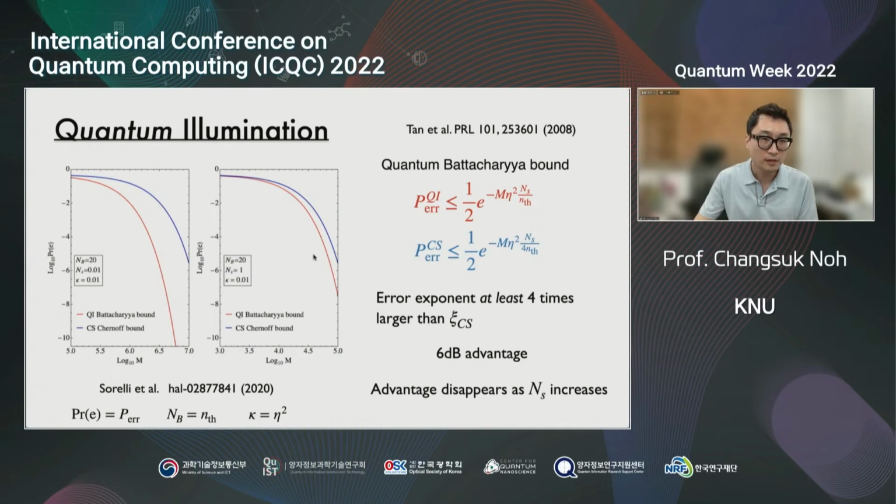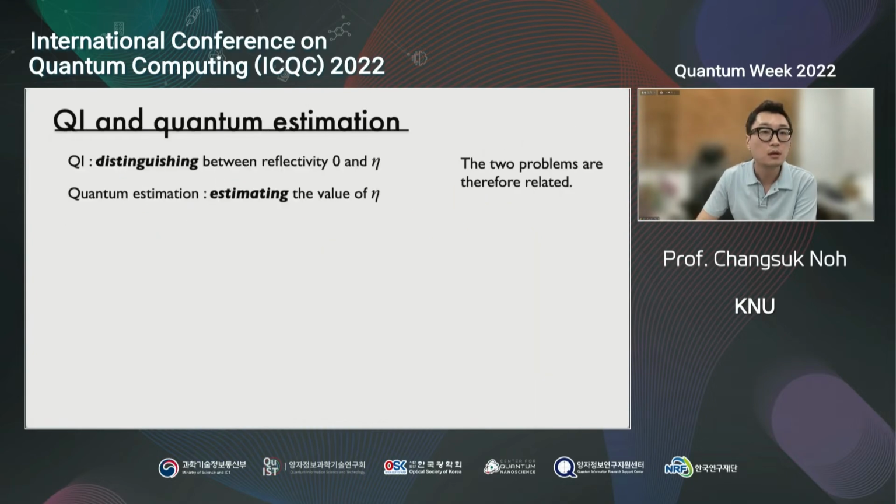On the right-hand side here is when everything is the same, but the signal photon number is increased to 1. And in this case, the advantage disappears. I mean, it diminishes. And if we increase the NS further, it disappears. So that's another conclusion, which agrees with what we said about the correlations in the two-mode squeeze vacuum state.